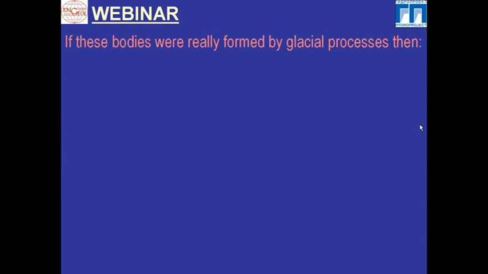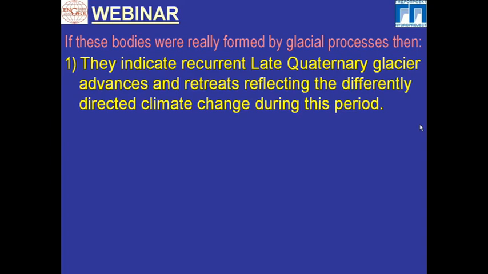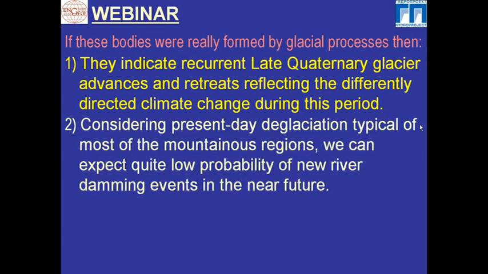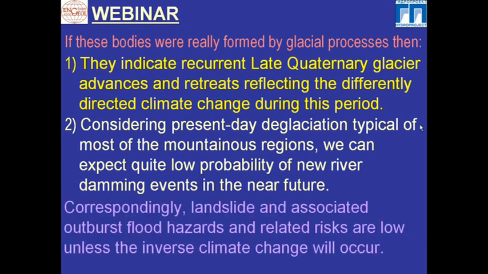If these bodies were really formed by glacial processes, what does it mean? First, they indicate recurrent late Quaternary glacial advances and retreats, reflecting the differently directed climate change during this period. Second, considering present-day deglaciation typical of most of the mountainous regions of the world, we can expect quite low probability of new river damming events in the near future, and correspondingly, landslide and associated outburst flood hazard and related risks are low unless the inverse climate change will occur.